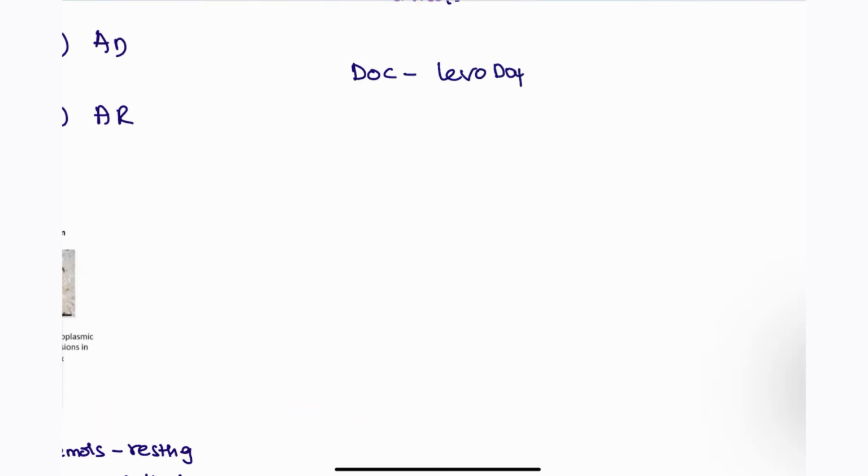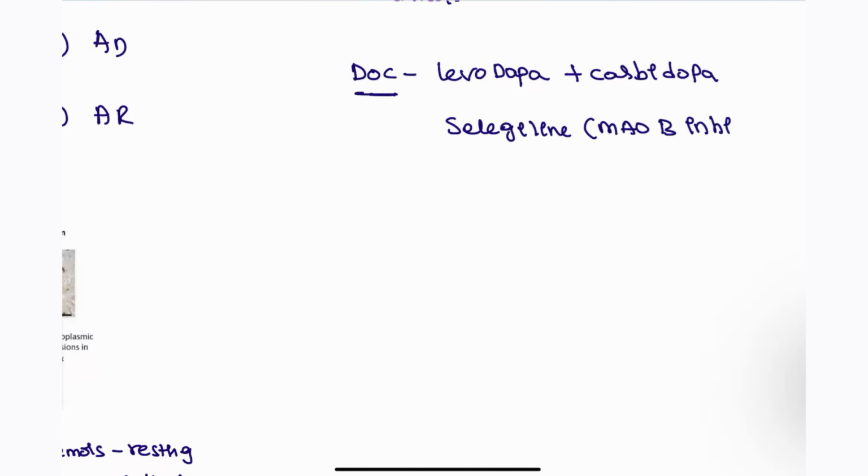But levodopa has many side effects. So to decrease that, levodopa and carbidopa are given as a treatment for this patient. That is the one drug you can give, and along with that you have to add another drug, that is selegiline. Selegiline is an MAO-B inhibitor. This can also be added for this patient.